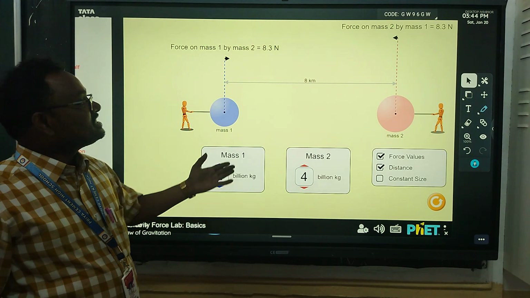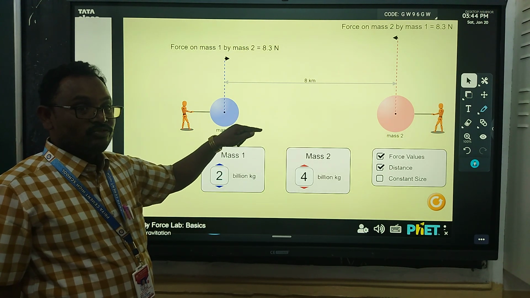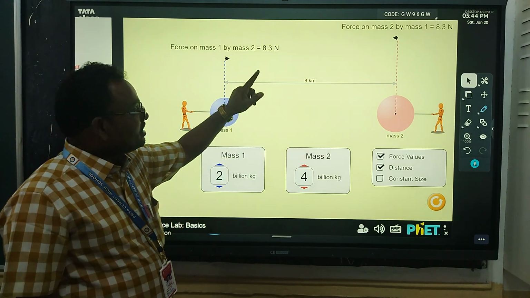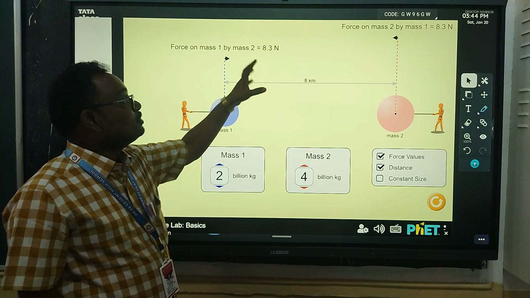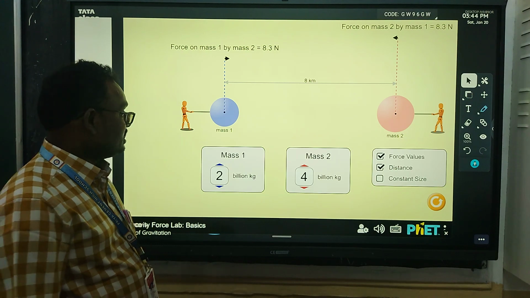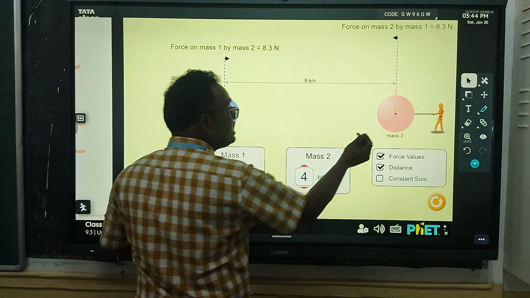If we increase the distance to double, previously it was 4 kilometers, now there is 8 kilometers distance. Because of this, the force becomes 4 times reduced. Now let us try what will happen if we increase the mass.